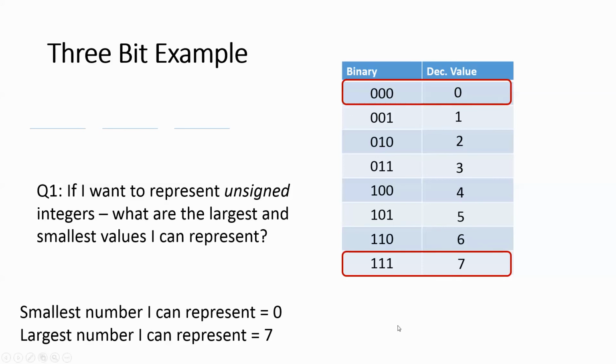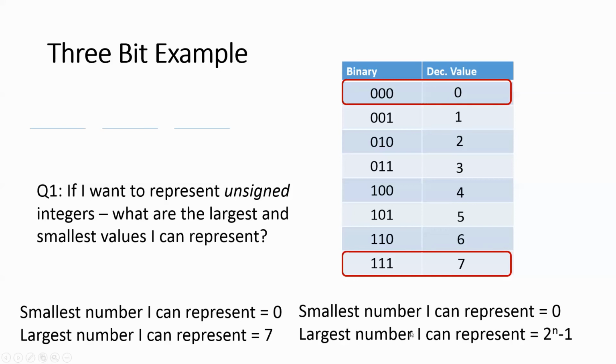In class, we also looked at how we could extract a general equation or general pattern. We said that in an unsigned representation, the smallest decimal integer we're going to be able to represent is always going to be 0. The largest number that we're going to be able to represent can be written out as 2 to the n minus 1, where n is the number of bits in the representation. Here I have a 3-bit representation. 2 to the 3rd is 8, minus 1 is 7, and 7 is in fact the largest number that I can represent in an unsigned 3-bit representation.